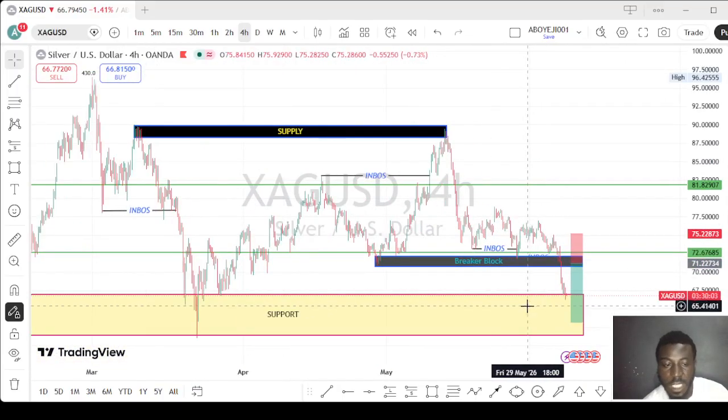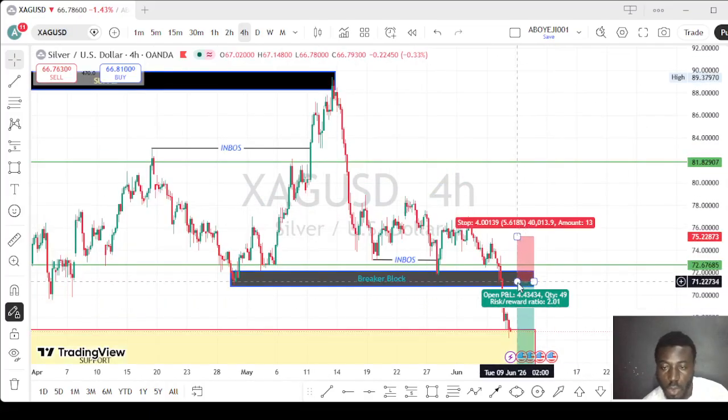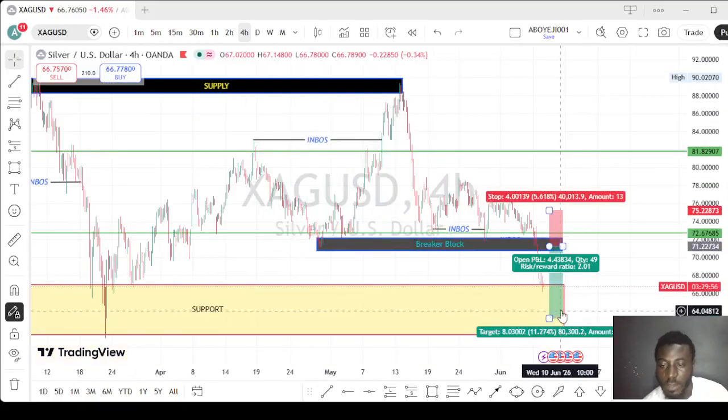Market is at the key level. Let's see if this key level is going to push it up. If this key level pushes up, we are selling again from there.